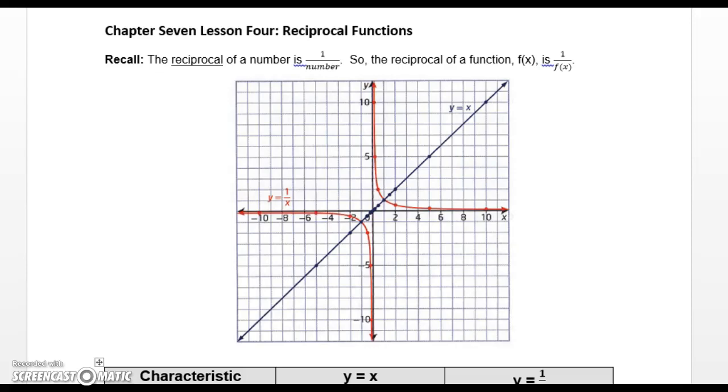Hey everyone, welcome back to the Pre-Calculus 20 videos. In this video, we're going to look at lesson 4 from chapter 7, which is talking about reciprocal functions.